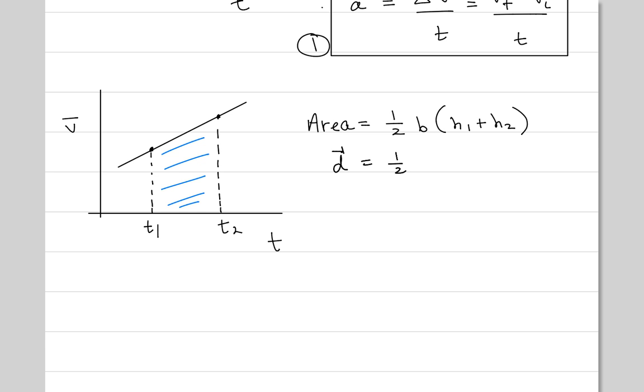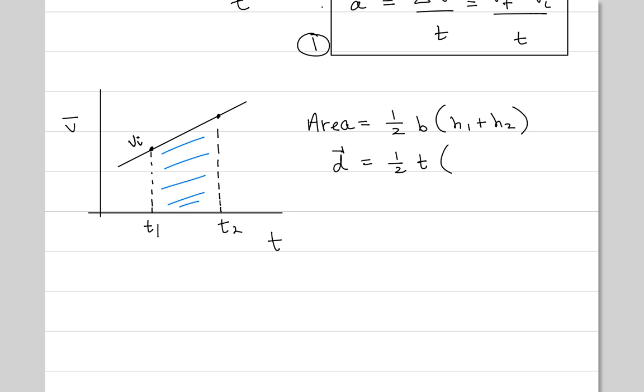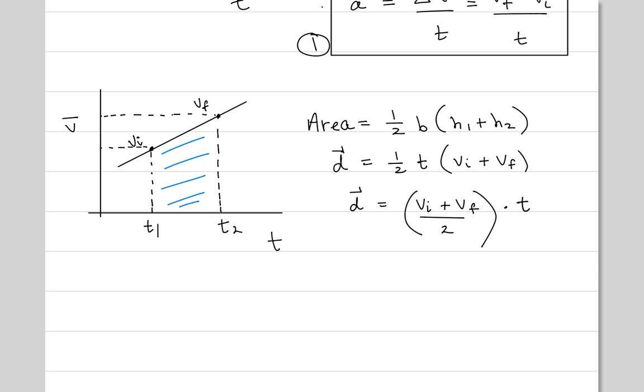Now the base of this trapezoid is from time 1 to time 2, which in the previous example we just called t, the time it takes for the velocity to change. And what are these heights? Height 1 is the initial velocity at the initial time, and the second height is the final velocity. You just scan across to the y-axis to get those heights. So this would be VI plus VF. On your formula sheet, it looks a little different: VI plus VF over 2, times T.